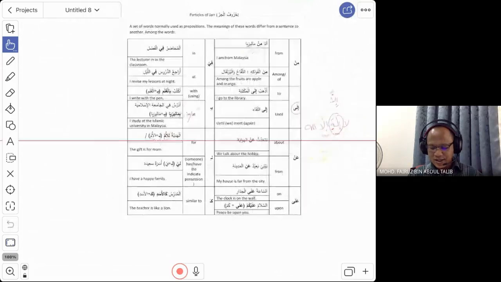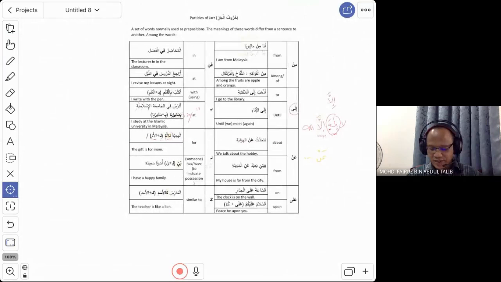All right. So this is what we call the huruf al-jarr. Please remember these words: min, ila, an, ala, fi, bi, li, and also kaf. So these are the most important huruf al-jarr.